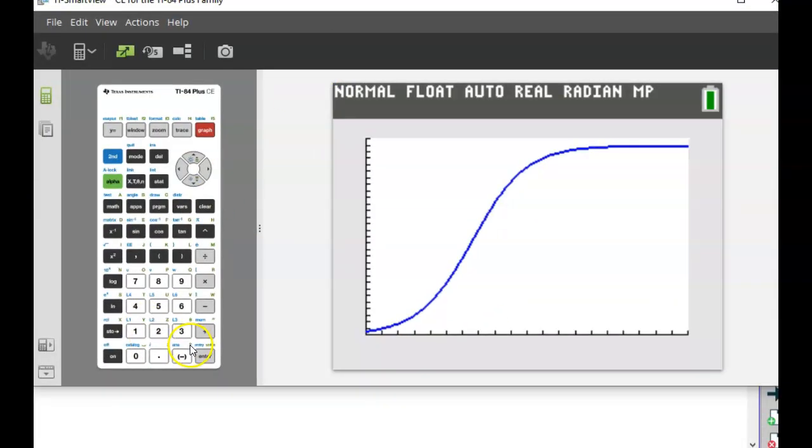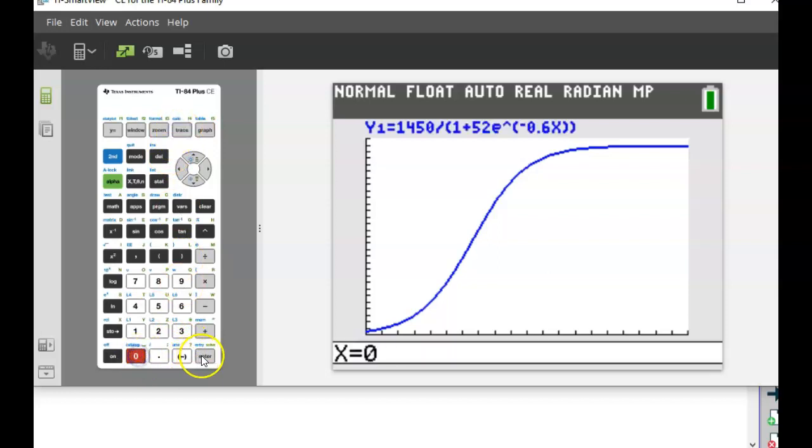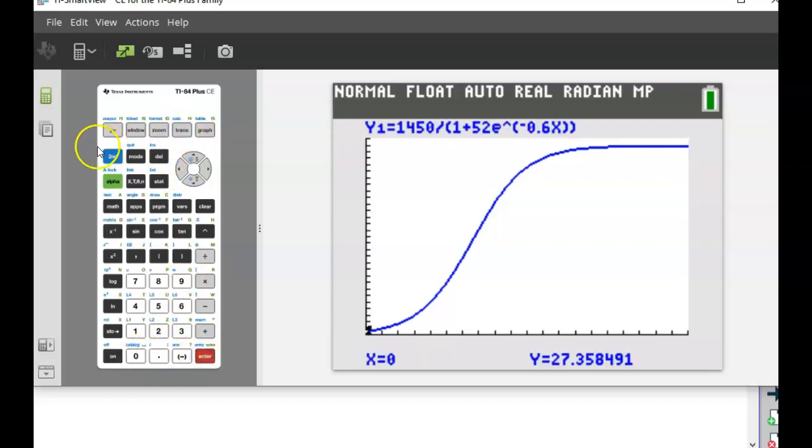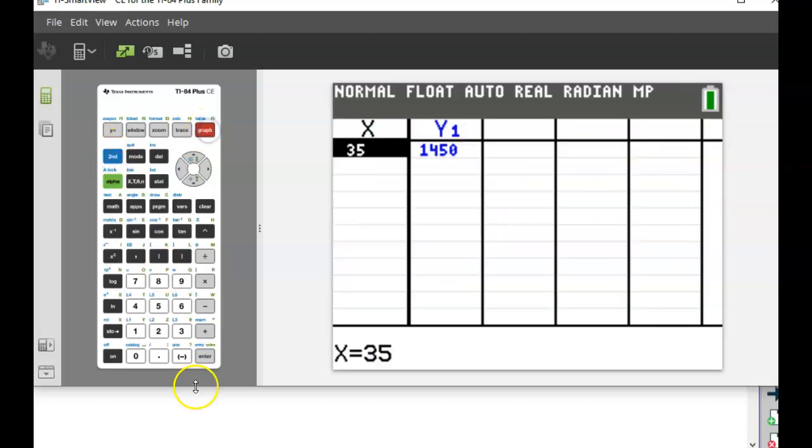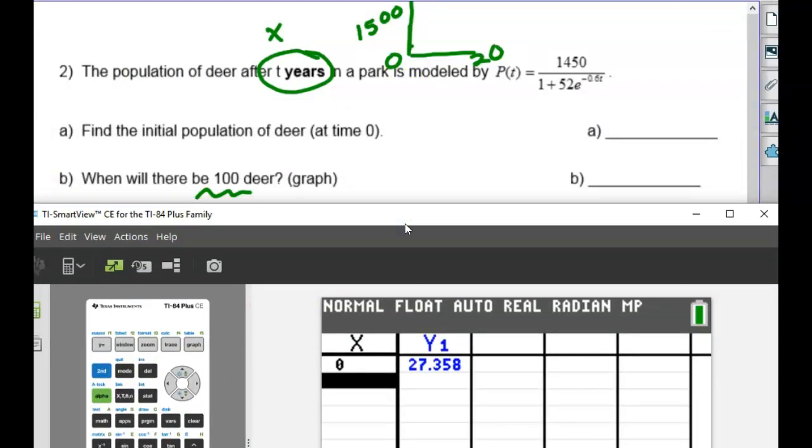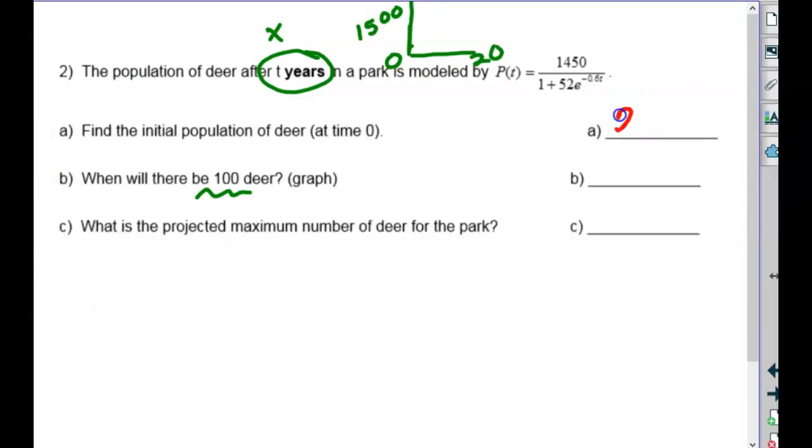Okay. So find the initial deer population. We have a couple options. We know it's in the window because we set the window up, so we could just go trace 0. Get 27 deer, or we could go to the table and put in year 0, and we get 27. So initially there was about 27 deer.